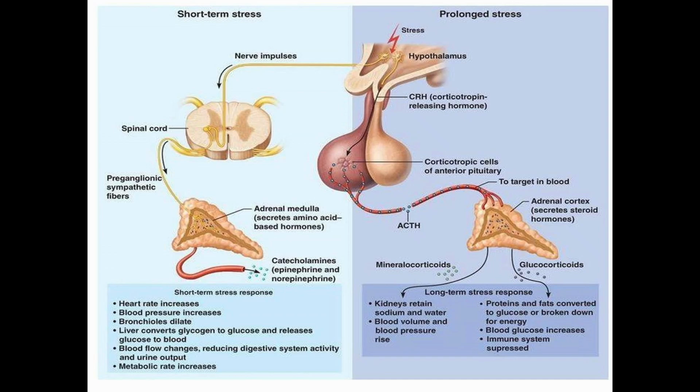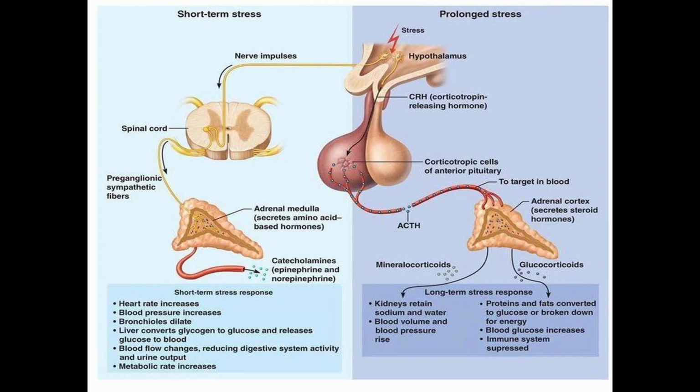So let's take a look at what's going on. On the short-term end, short-term stress, immediate things, what's going to happen? We have a nerve impulse that goes to the spinal cord. Our preganglionic sympathetic nerve from the spinal cord is going to travel directly to the adrenal medulla. That's going to trigger the adrenal medulla to release things like epinephrine and norepinephrine.